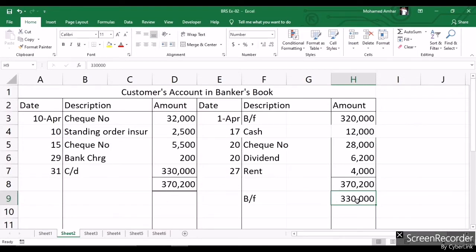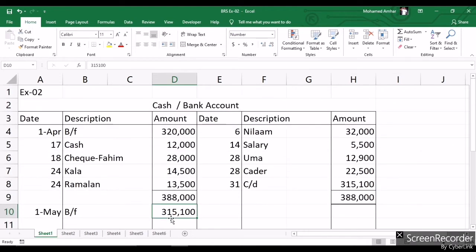Here 330,000 is according to the customer's account maintained by the bank. Here, according to the organization's account, the balance is 315,100. So both balances are not tallying. So we have to find out the reasons for these two balances not tallying, right? So how will you find out the reasons? You have to tick one by one and find out, right?